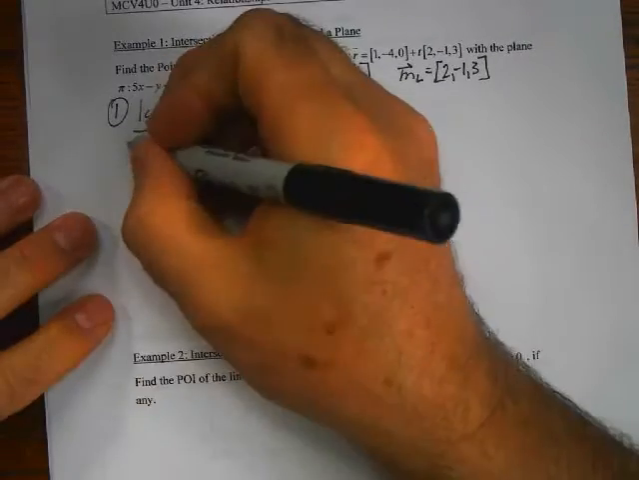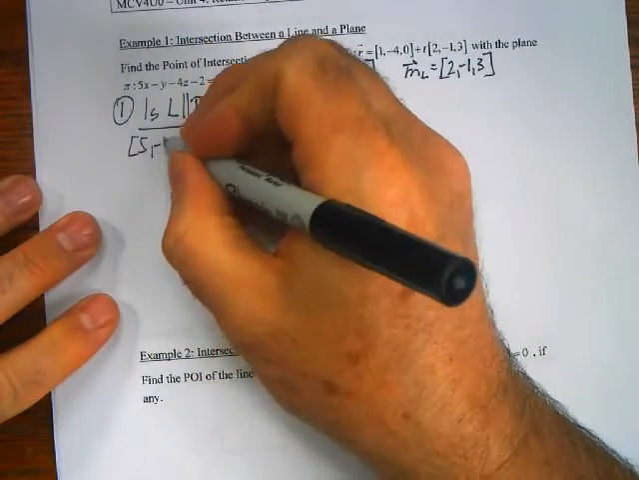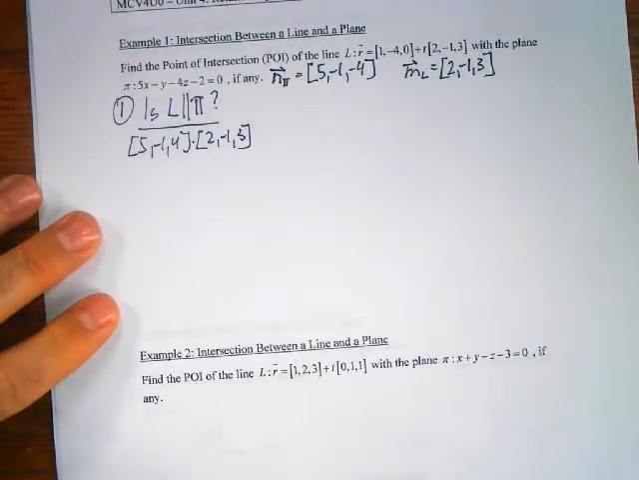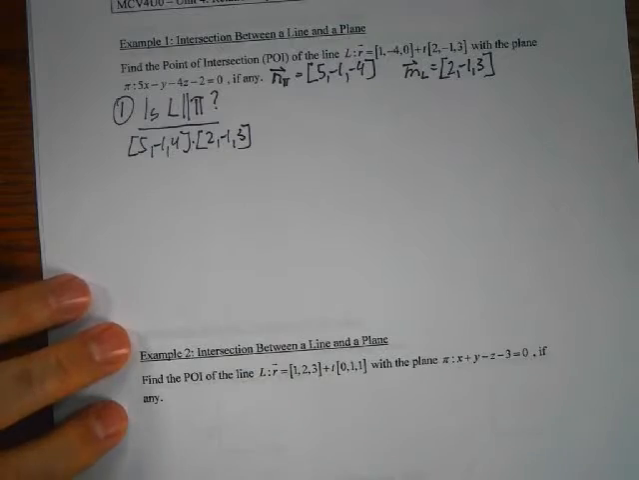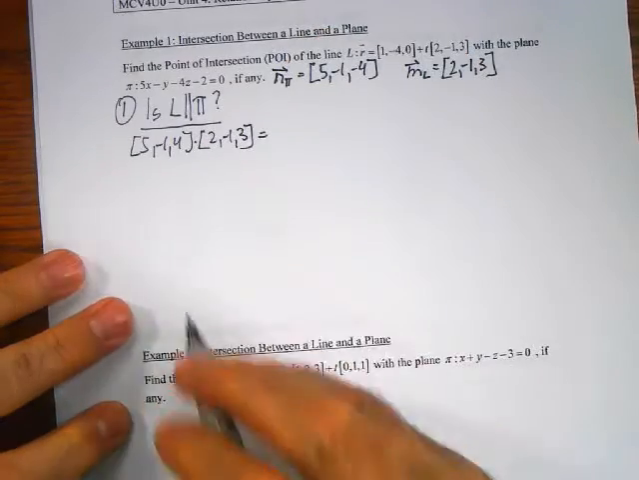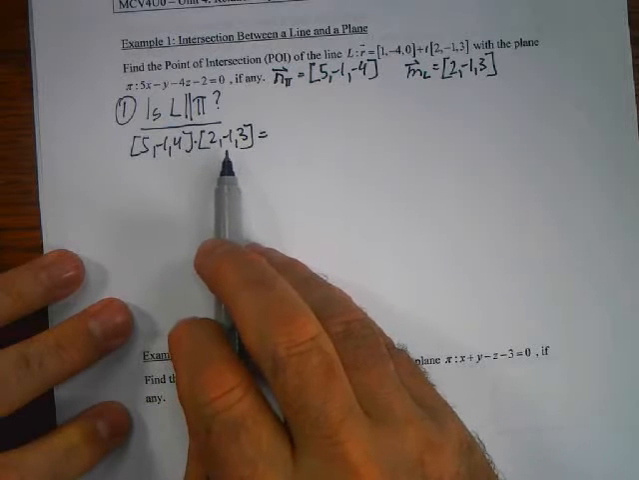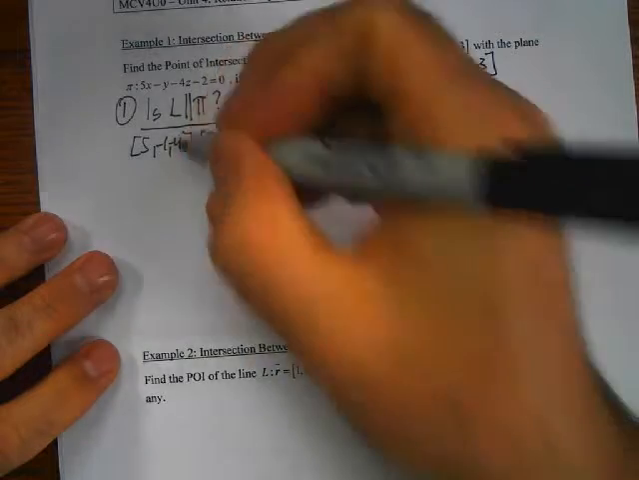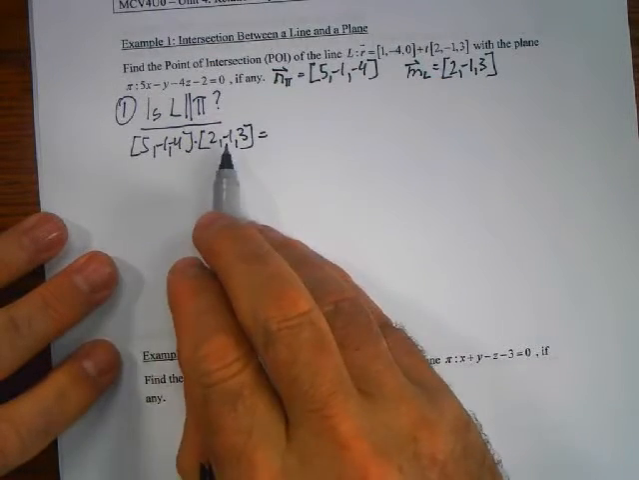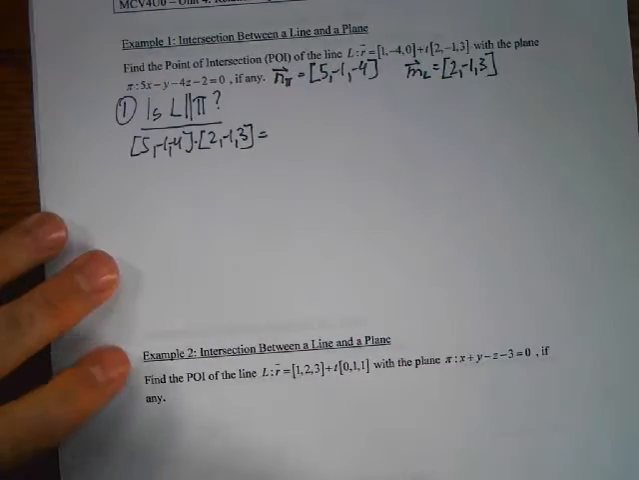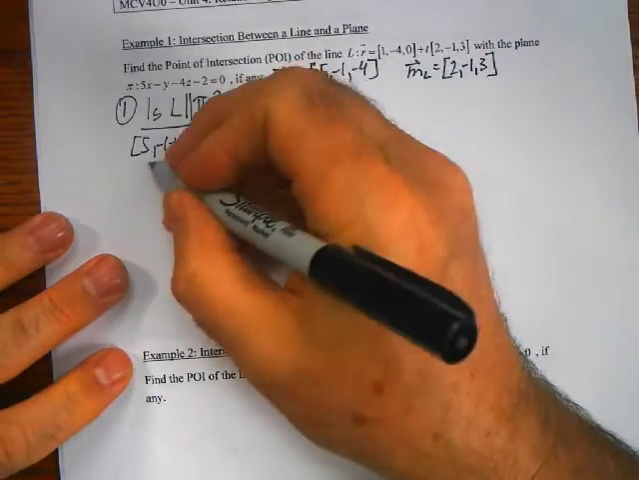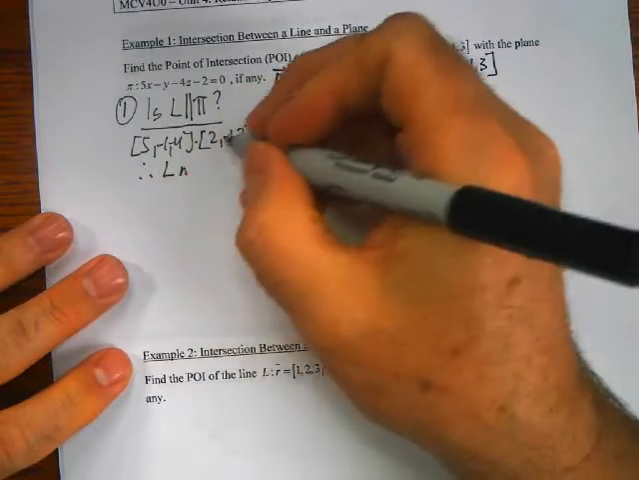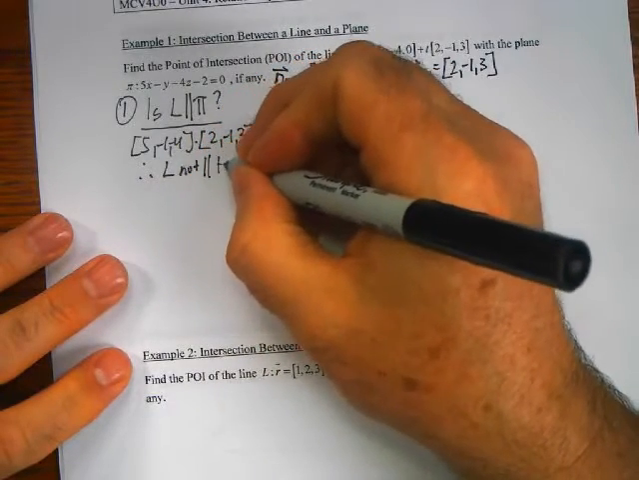So if I do (5, -1, 4) dot (2, -1, 3), that's going to be 10 plus 1 minus 12. I got the wrong value here. That's a -4. So it's 10 plus 1 minus 12. That's equal to -1. So therefore, the line is not parallel to the plane.